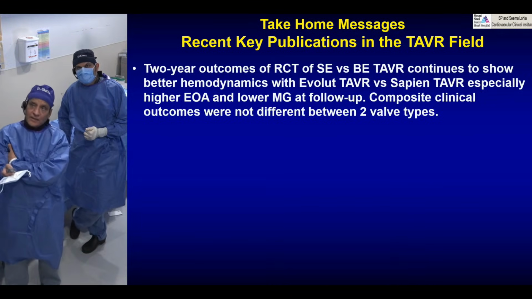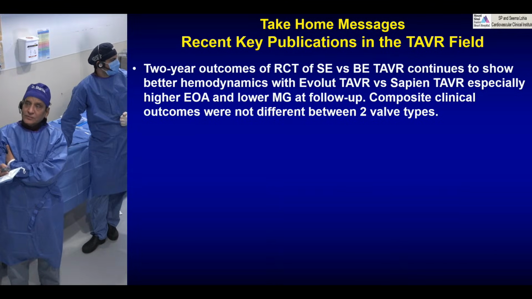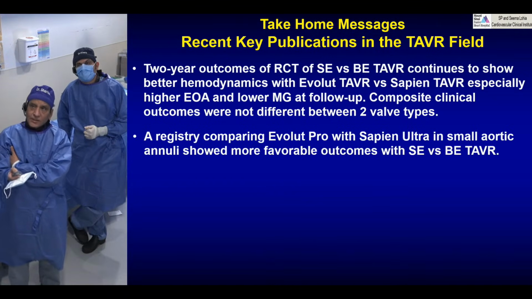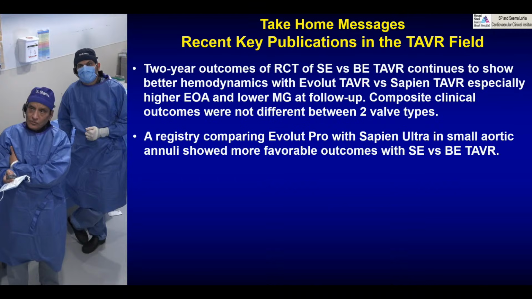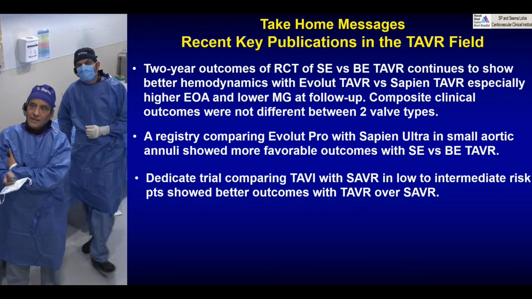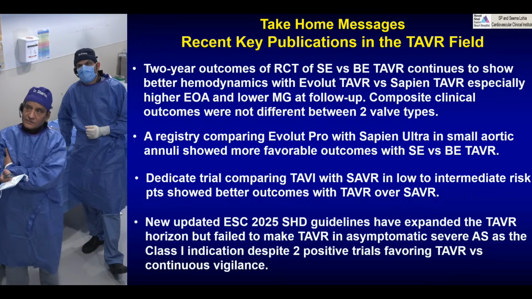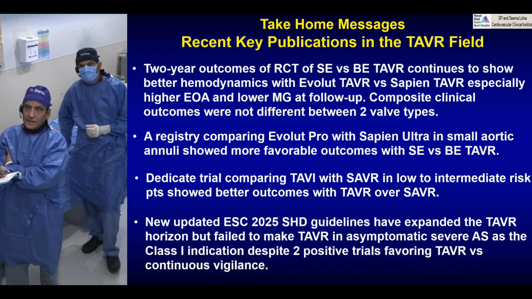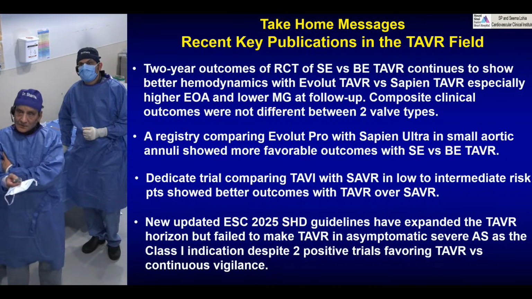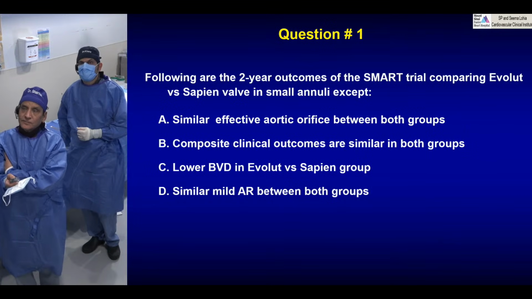The 2-year outcome of the randomized trial of the self-expanding versus balloon expandable showed the self-expanding superior hemodynamically, but clinical endpoints were not different. The registry comparing Evolut versus Sapien again showed favorable outcome with the self-expanding. And then the DEDICATE trial comparing TAVR versus SAVR in low to intermediate risk patients showed better outcome with TAVR versus surgery. And lastly, the new updated European Society guideline has shown some expansion of the TAVR indication, except they still did not make a class 1 for the asymptomatic severe AS.